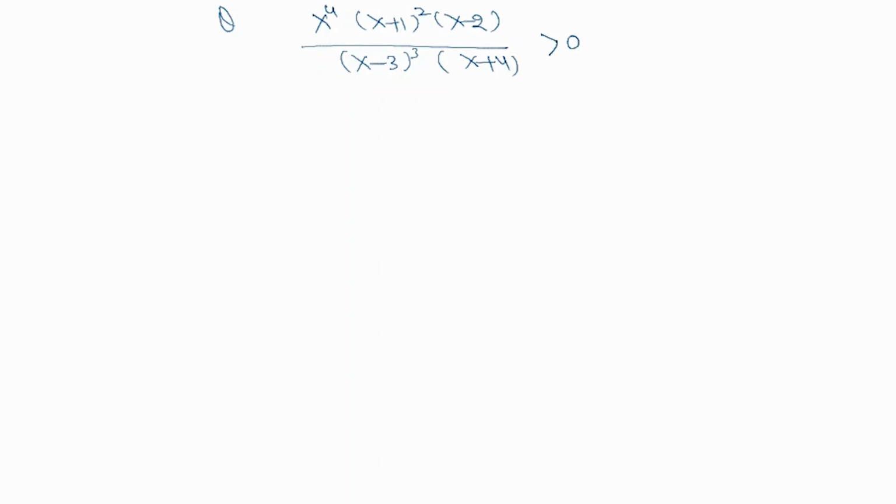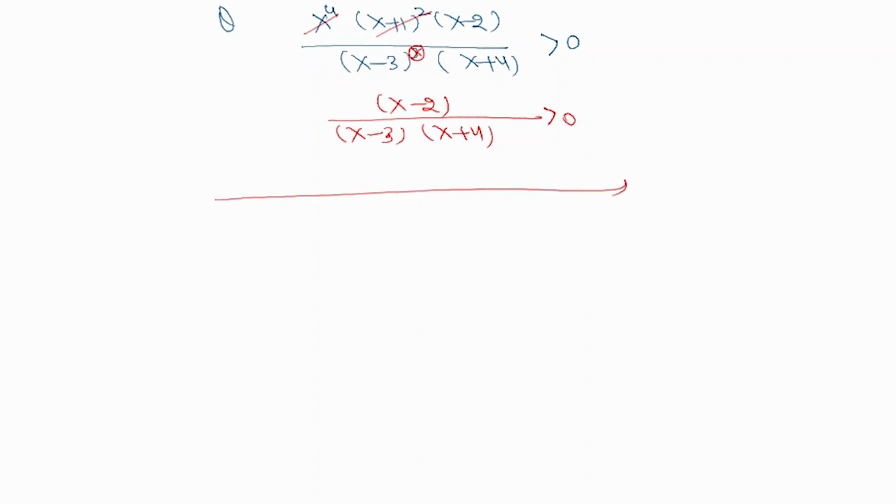So this again is a rational inequality. When I see even power, I know the sign of the expression doesn't change, so I'll remove this expression from the inequality. I'll remove x to the power 4 and I'll remove (x plus 1) whole square. Now for odd power, I can simply remove the power. I can simply write it as (x minus 2) upon (x minus 3)(x plus 4), and it should be greater than 0. So the roots are -4, 2, and 3.